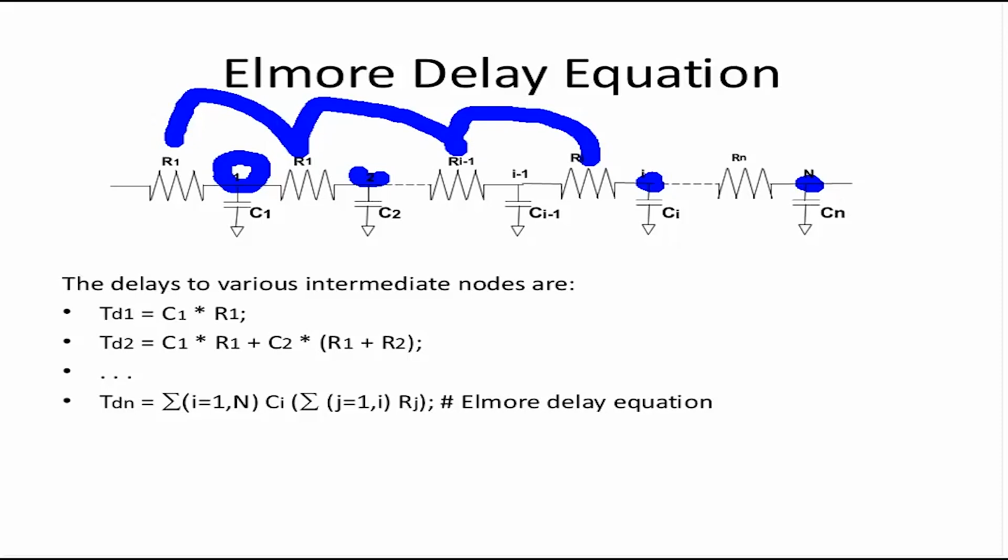At node i, assuming all the R values are the same, let's assume everything to be R, it will be Ci times n times R plus Ci minus 1 times (n minus 1) times R and so on. So this is the equation for Elmore delay. Again, this is a very basic formula and might not be very accurate, but it's used by PrimeTime when you read RSPF.